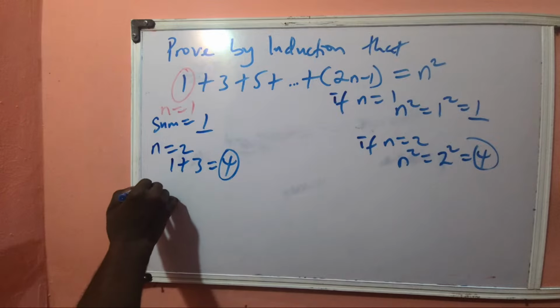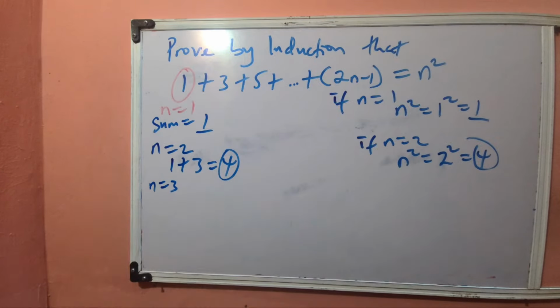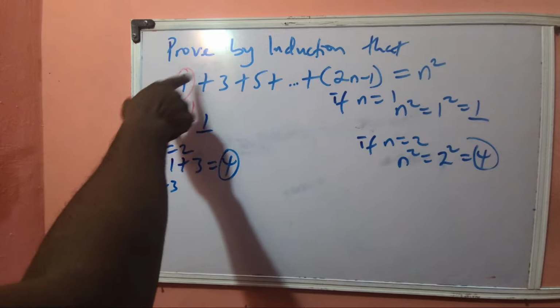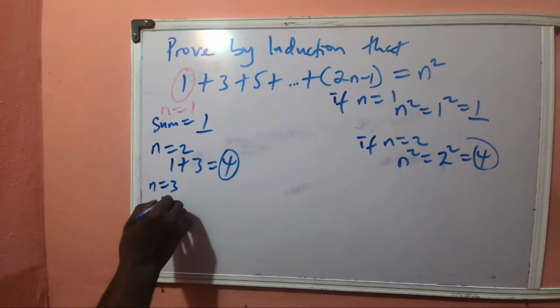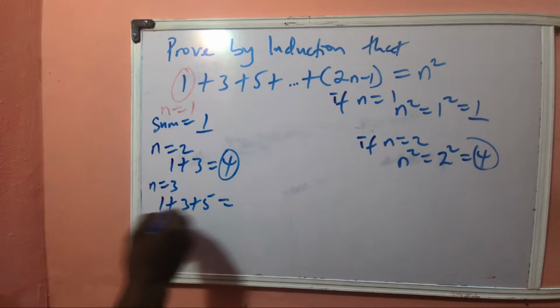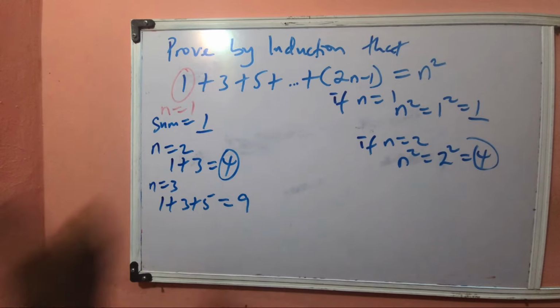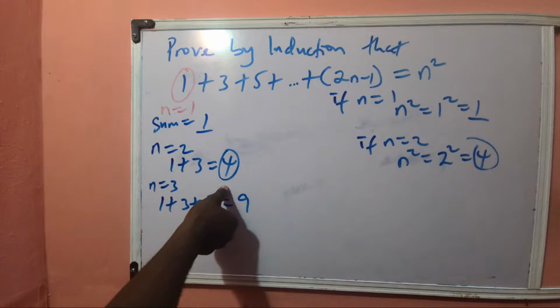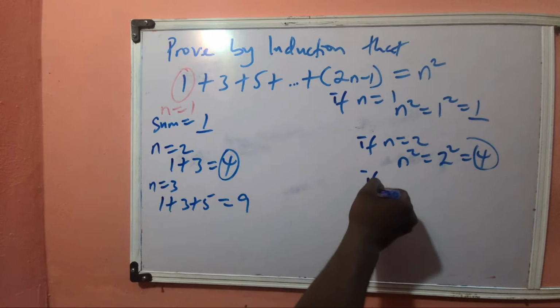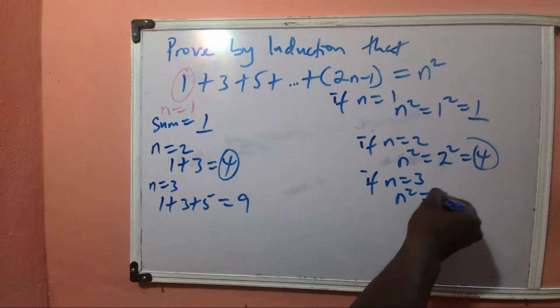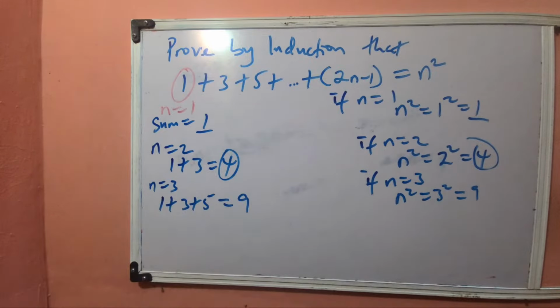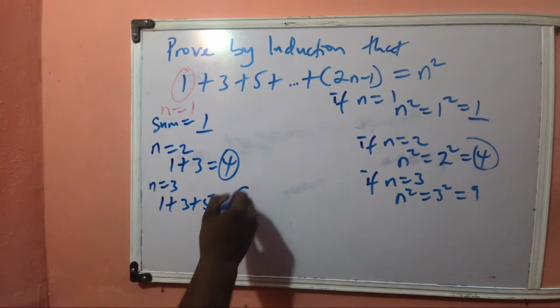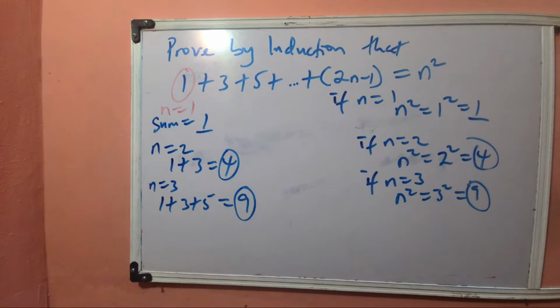All right. Now, let me do it for when n was equal to 3. That means n equals 3 means I'm adding the first 3 terms, this plus this plus this. In that case, I'm having 1 plus 3 plus 5. That will give me a value of 9. Now, let's confirm if this was correct or not. Of course, n is 3 in this case now. Put in n as 3. So if n equals 3, that means n squared will be equal to 3 squared, which will be equal to 9. You can see that all these are perfect. Now, this is what we call our base step.